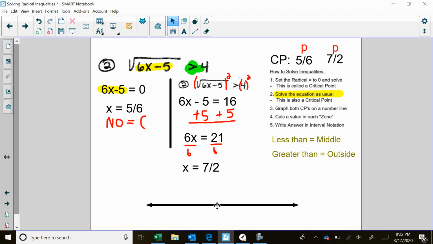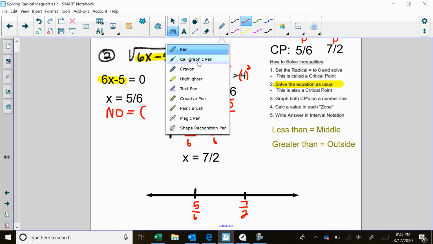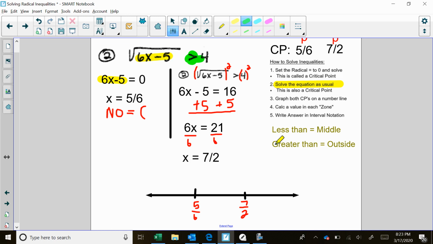So both of ours get a parentheses. So we put them on a number line, making sure that we understand which one's a bigger number, a smaller number. 5/6. This is going to be 5 over 6. This is going to be 7 over 2. And the shading of it, this is a greater than problem. It's greater than. That means it's going to be outside of the 2 critical points. It's going to be out here.